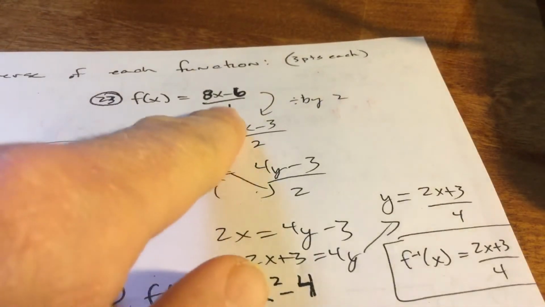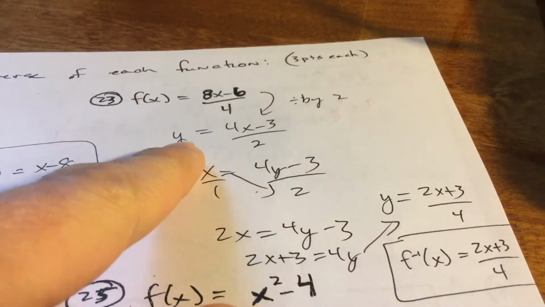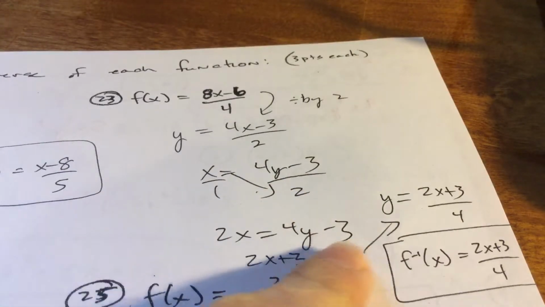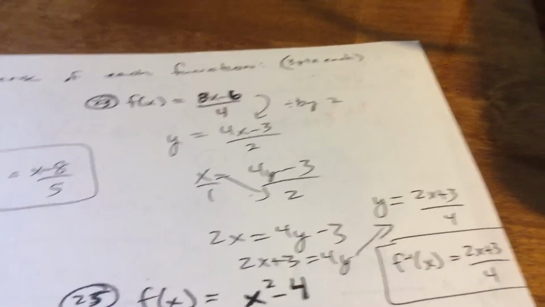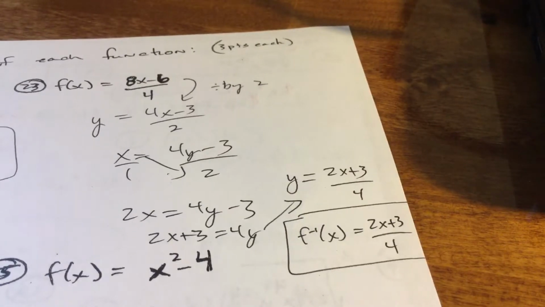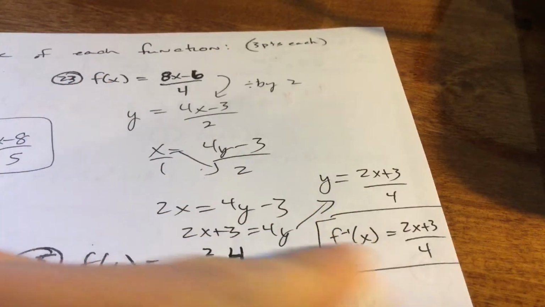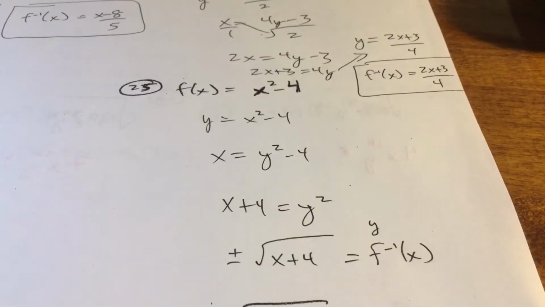23 is kind of a silly question. Divide everything by 2 first, then switch x and y. Put this over 1, cross multiply, add 3 to both sides, divide by 4 to figure out what y is. Again, your equation didn't begin with y, it was f of x, so the inverse is f inverse of x is that. All right, we're getting to some higher level math.